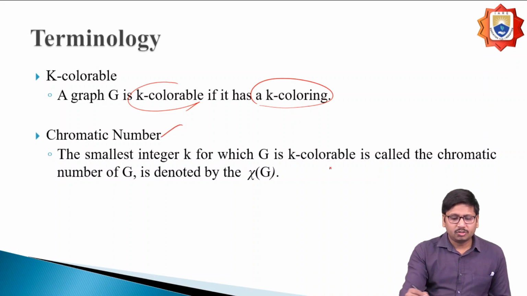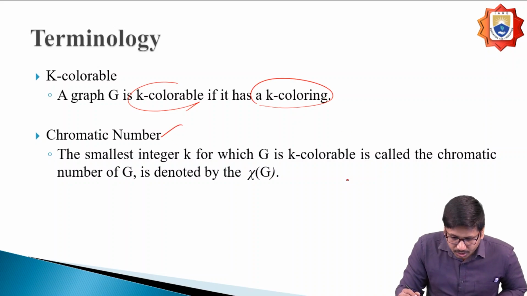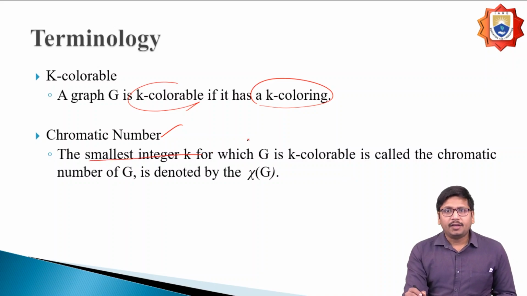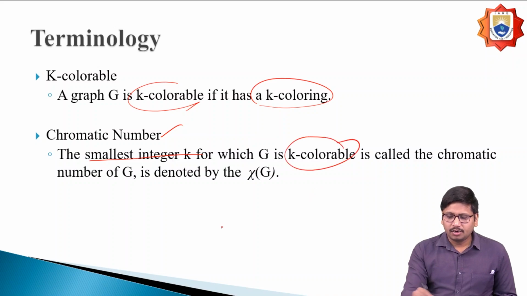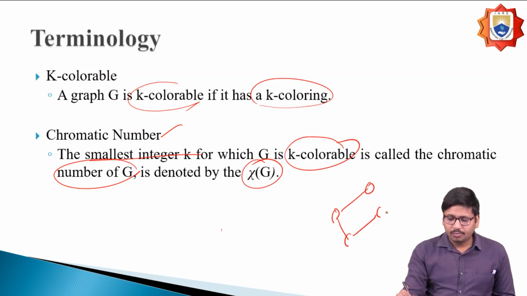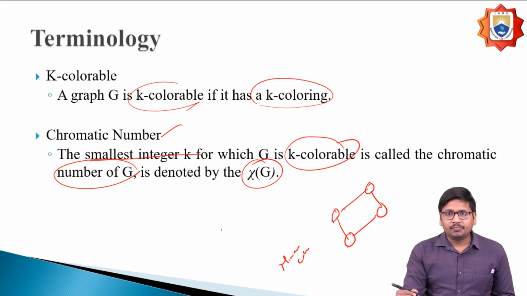And the next terminology is chromatic number. The chromatic number is nothing but the smallest integer K for which the graph G is K colorable, and it is denoted like this. So whenever a graph is drawn, the problem is what is the minimum number of colors required to color the graph? For that we have the chromatic number. It is the smallest integer value for which the graph is colorable, and that is what we call the chromatic number.